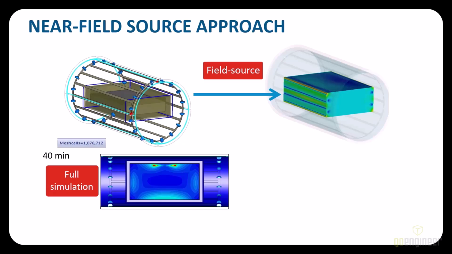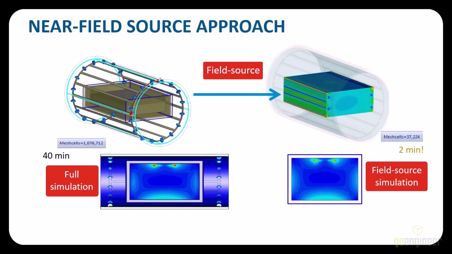The field source closely replicates the rotating fields for the full coil, and by using a near field source equivalent, we can significantly cut down the simulation time without compromising on accuracy. As you can see, the power loss distribution in both cases is similar.